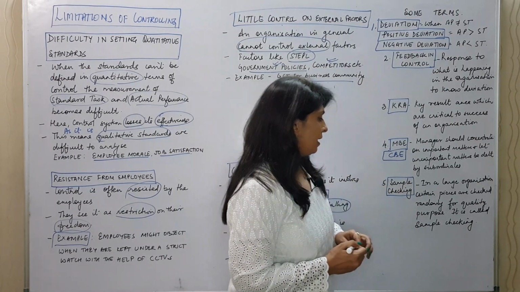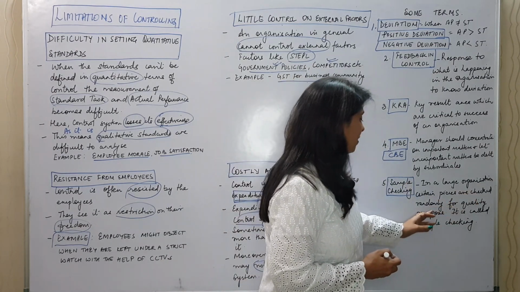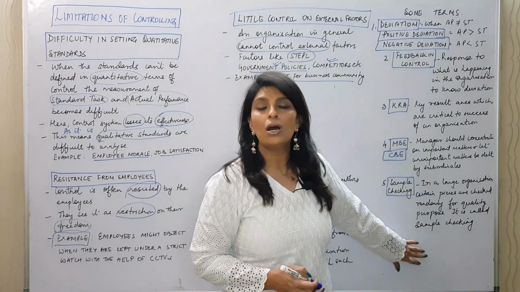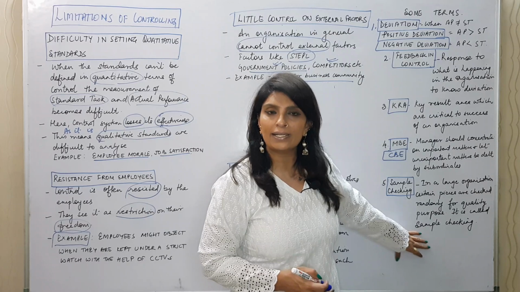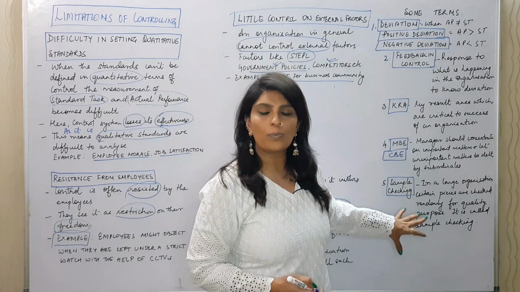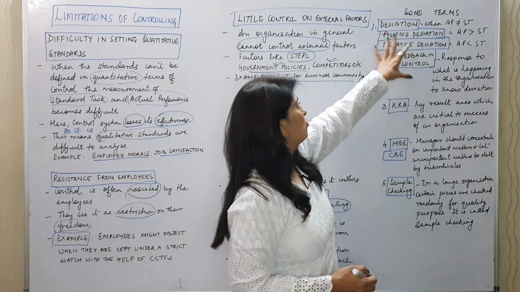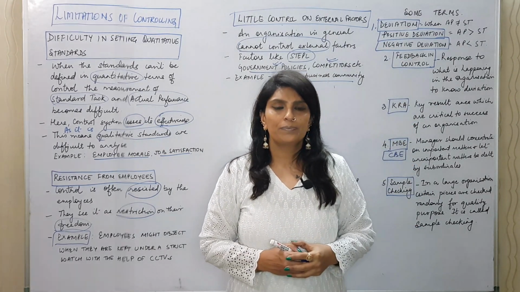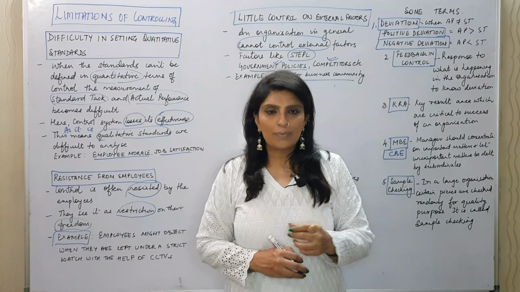Sample checking. In a large organization, certain pieces are checked randomly for quality purposes. It is called sample checking. This is in the process of controlling, second step. So all these are in the steps or process of controlling, which you need to know in general about controlling. With this, we end the chapter on controlling.